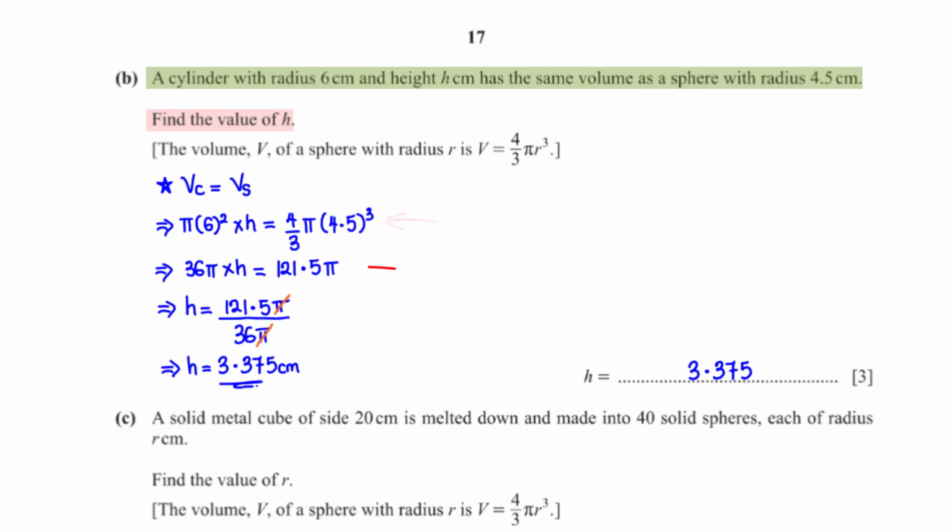6 squared is 36 and 4/3 times 4.5 cubed is 121.5. When we divide both sides of the equation by 36 pi, this is what we get. Pi cancels out, and when we type 121.5 over 36 on the calculator, we get 3.375 centimeters.